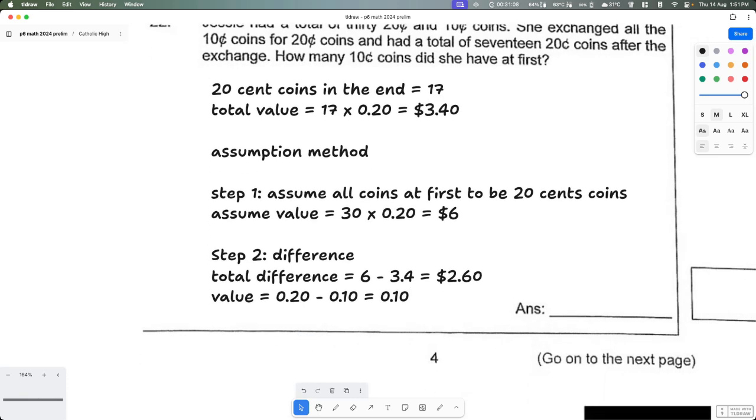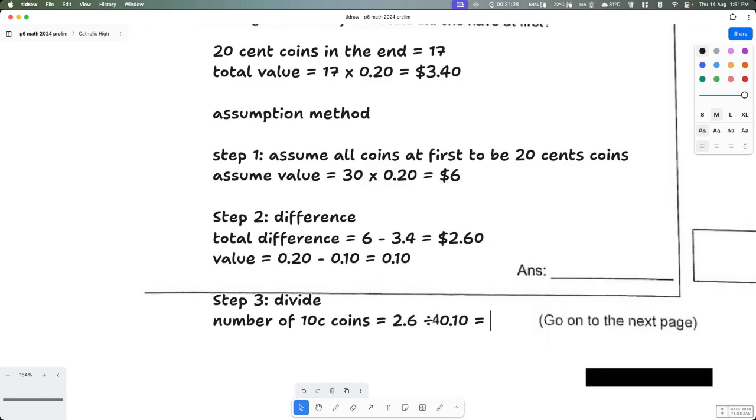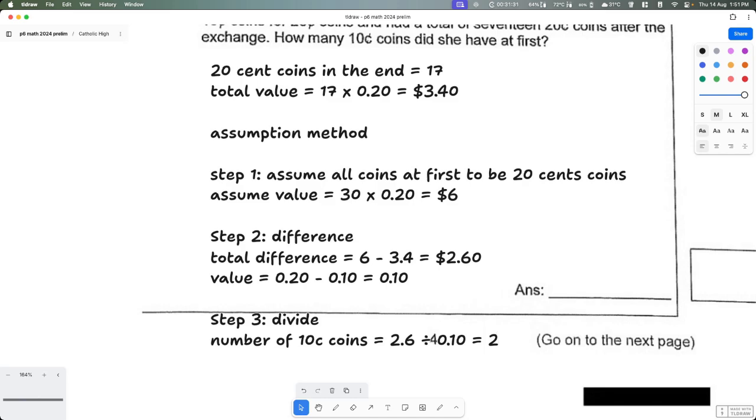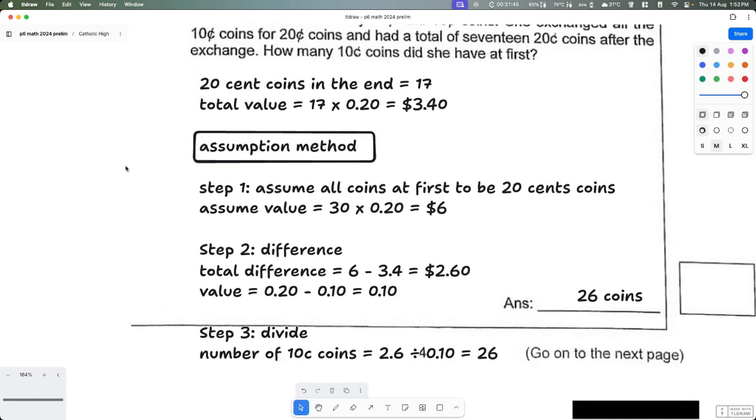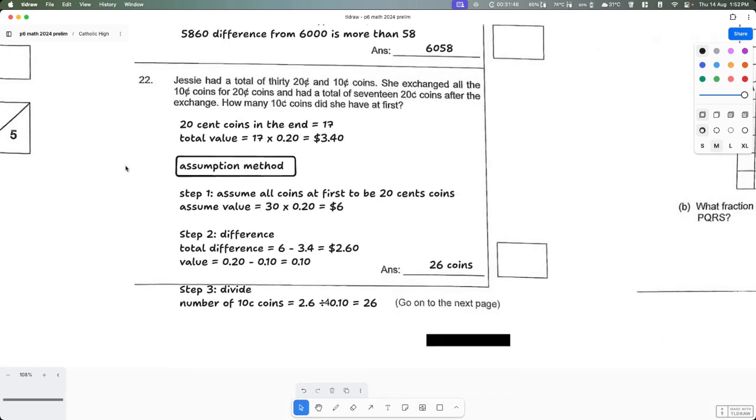Now step three is to divide. The number of 10-cent coins is equal to 2.6 divided by 0.10, and this will become 26. So the answer to this is 26 10-cent coins. All right, let's move on to the next question.